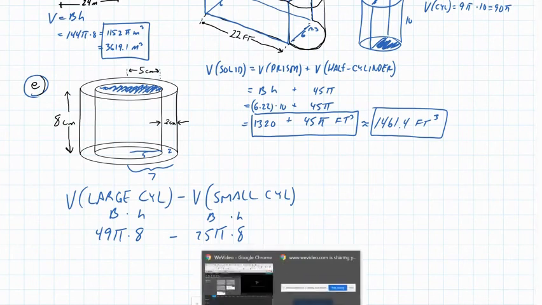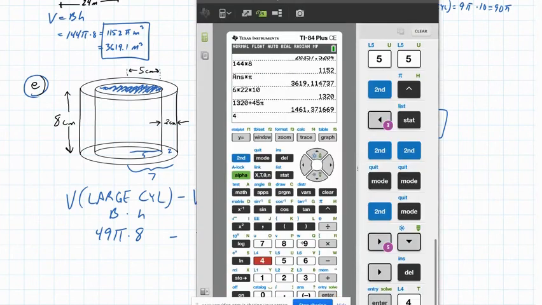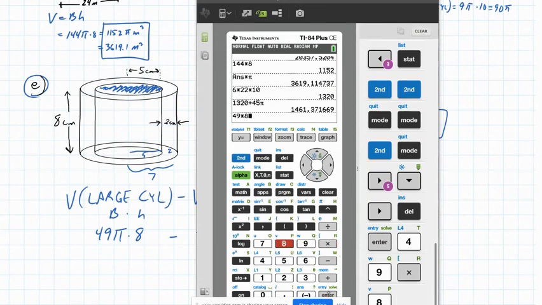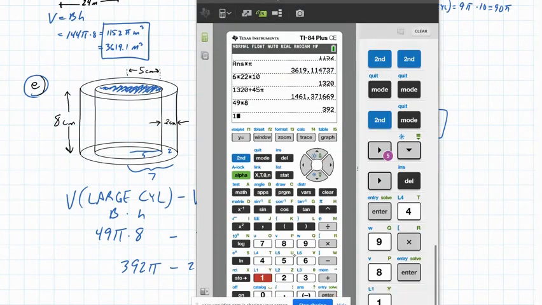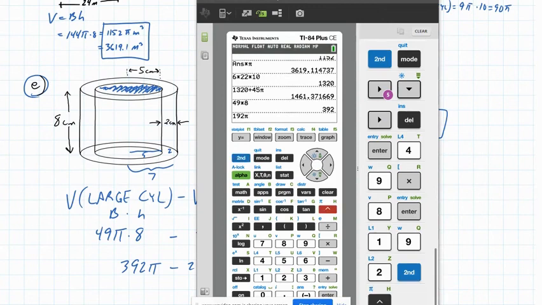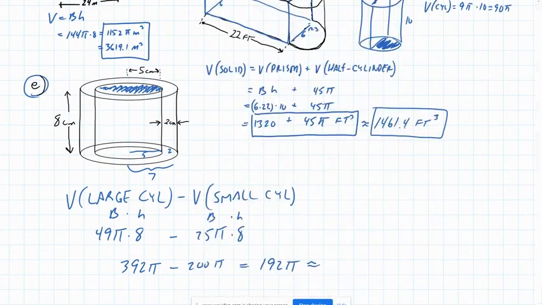And so now we have 49 times 8 is 392. So 392 pi minus 200 pi, that would be 192 pi, or about 603.2. And that's in cubic centimeters.